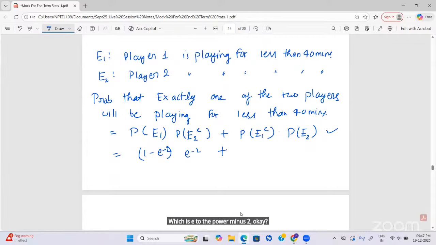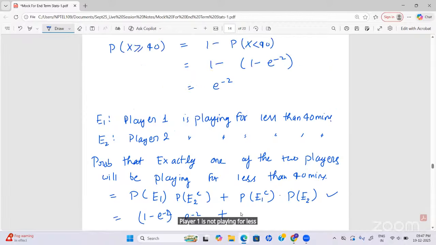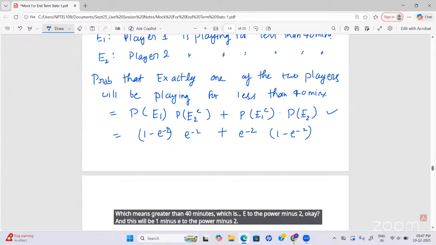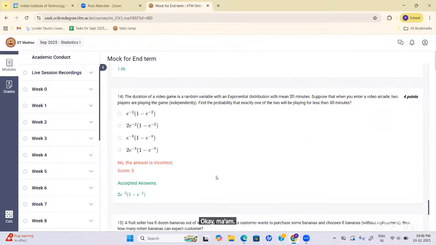Similarly, E1 complement will be that player 1 is not playing for less than 40 minutes, which means greater than 40 minutes, which is e to the power minus 2. And this will be 1 minus e to the power minus 2. So this is what? 2 times e to the power minus 2, times 1 minus e to the power minus 2. Is it clear to everyone? Any doubt? Clear, ma'am.